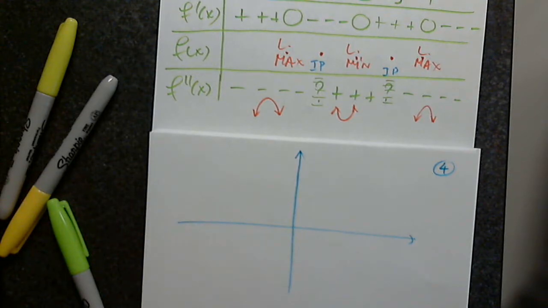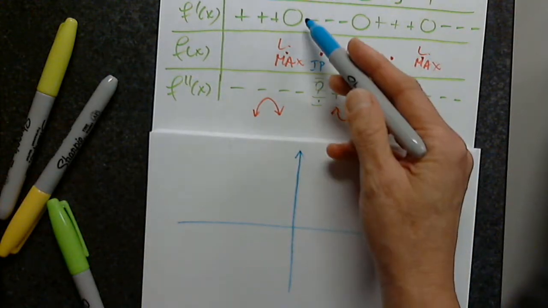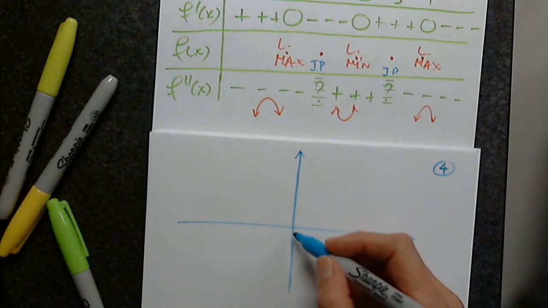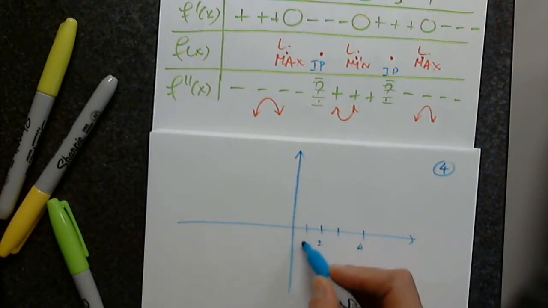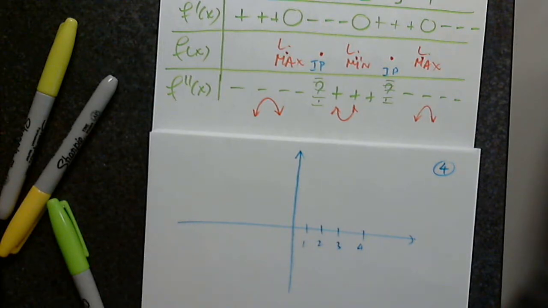Okay, so on 0, 2, and 4. So 1, 2, 3, 4. So this is 2, 4, 1, and 3. So here's my graph. There is more than one correct answer, of course.